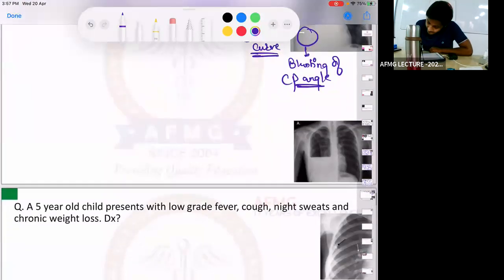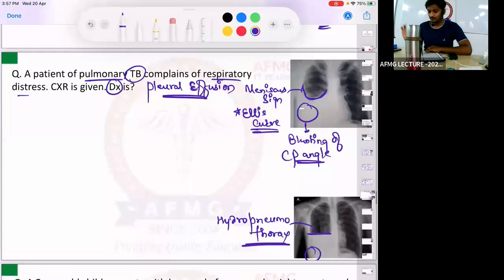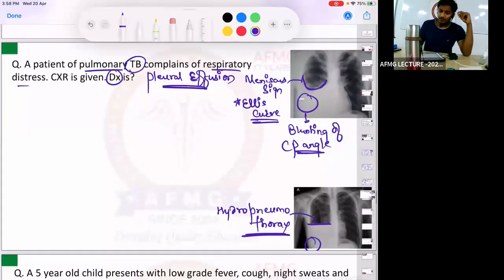But if we have a very horizontal line, with blunting of the costophrenic angle present here also but no curve, rather a horizontal line, then the diagnosis is hydropneumothorax. By the name itself, it is evident: there is accumulation of water plus air. So a horizontal line means hydropneumothorax, a curve means effusion. No issues with this. Now pleural effusion.